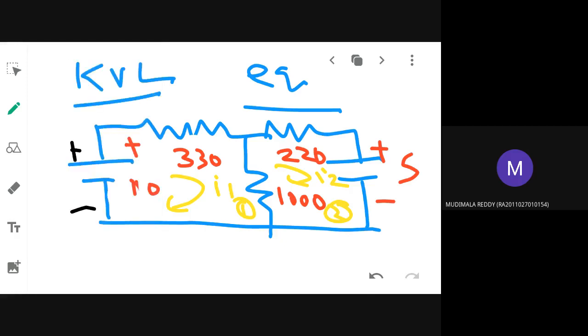So I will assume the current is originating from plus. So plus minus symbol I will give here, plus minus here, plus minus here. The sign convention I have to assume. The other way around also you can do. If you are getting a negative answer at the end, you have to change the sign convention that you are providing to the problem. Okay, understood?